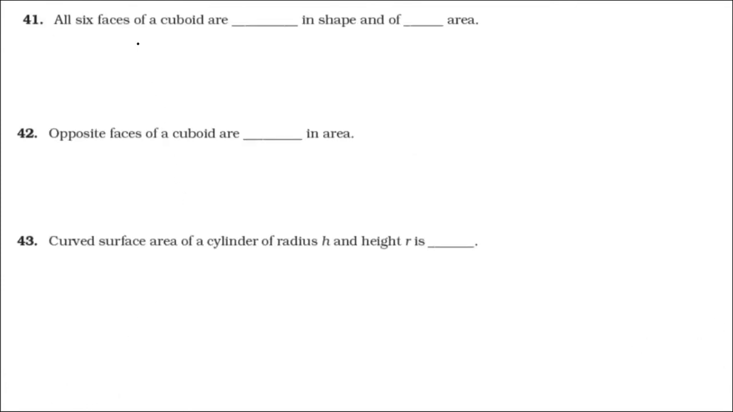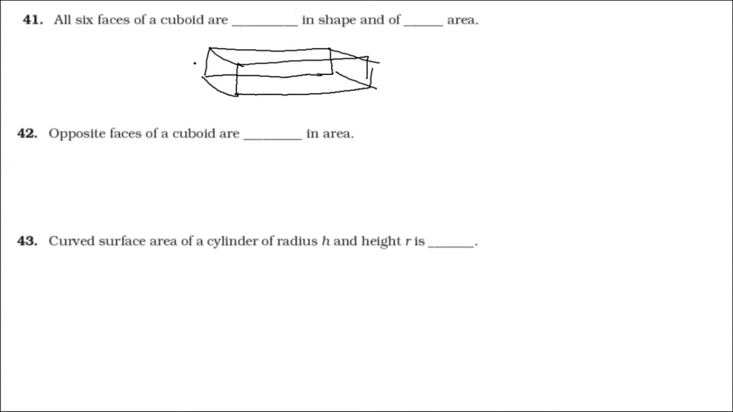Question number 41. All six faces of cuboid are dash in shape and of dash area. If you consider a cuboid, let me draw a rough figure of a cuboid. This is our cuboid. All the six faces, they are in a rectangle shape. We can mention here rectangular shape.